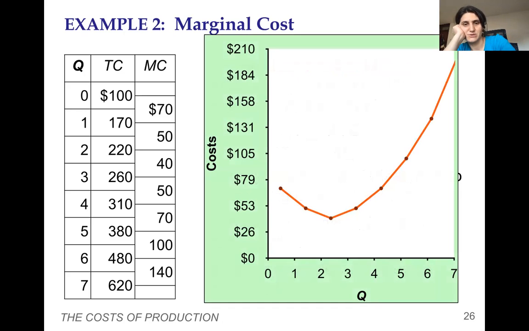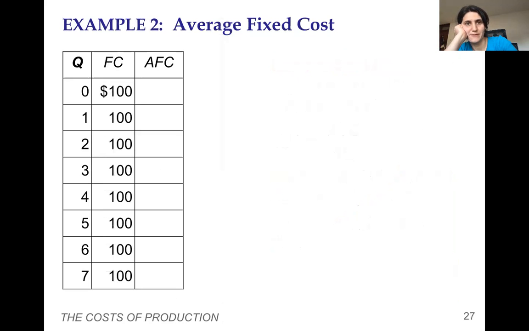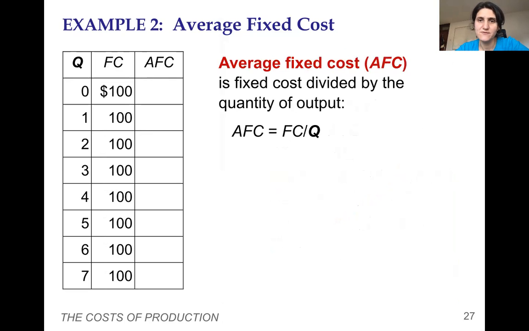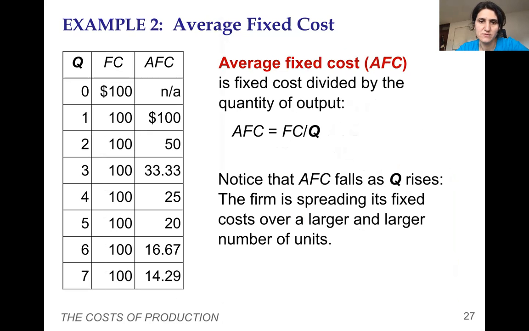So this is the marginal cost. It starts from 70, then for the second unit, it's 50, then for the third unit, it's 40, then it starts increasing. And average fixed cost, what is the average fixed cost? Average fixed cost, you are going to divide the fixed cost by Q. It is fixed cost divided by quantity of output.